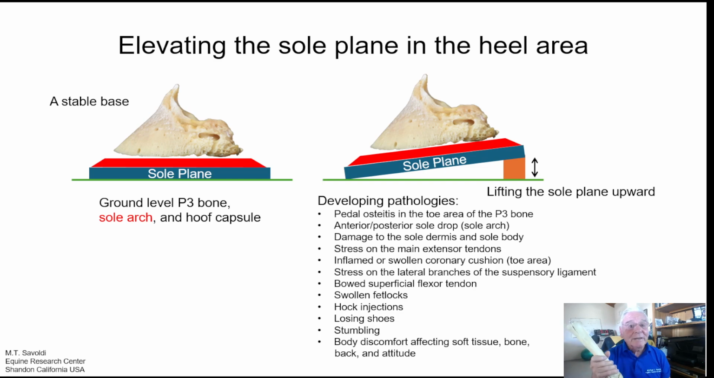Bowed superficial flexor tendon is another one. It comes down here. Where does it attach? It attaches right into this superficial, right into this area. So when you raise the heel, you change the angle, because usually you'll get a fetlock angle change. Raising the heel generally drops this.